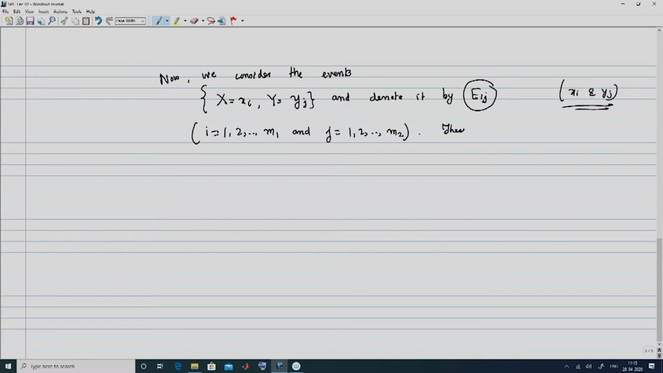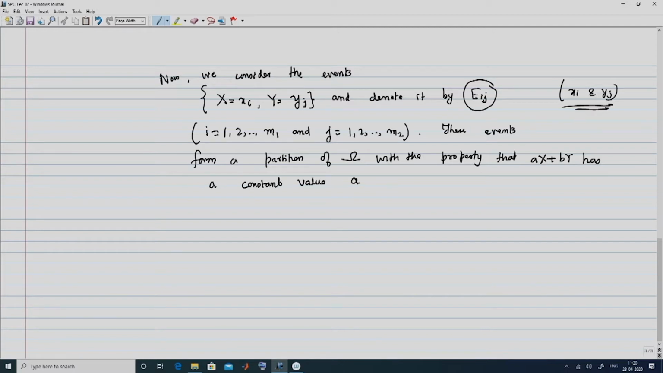Now, these events, as you can see, form a partition of omega. This is a very crucial property. Consequent to this being a partition of omega, it satisfies the property that aX plus bY has a constant value a x_i plus b y_j on E_ij.